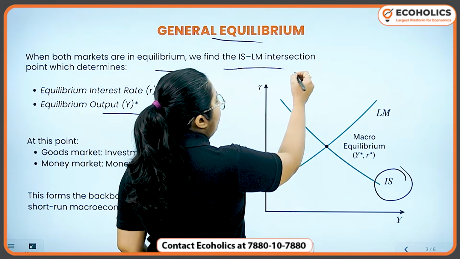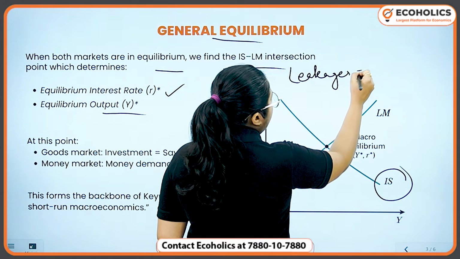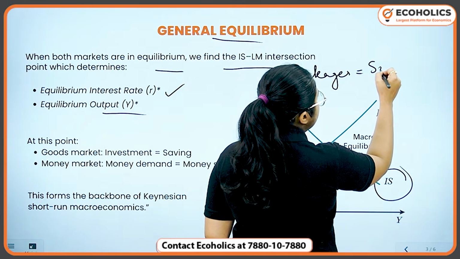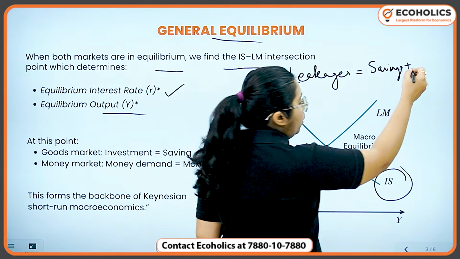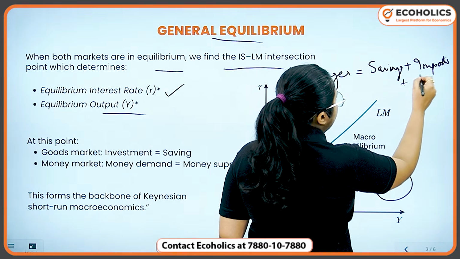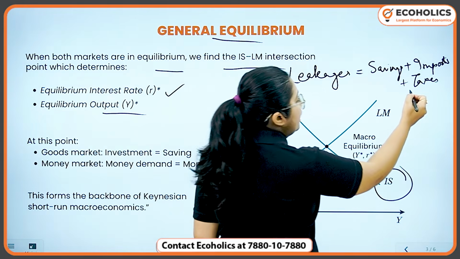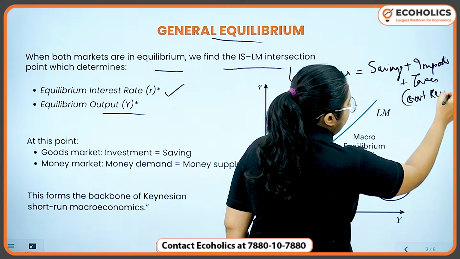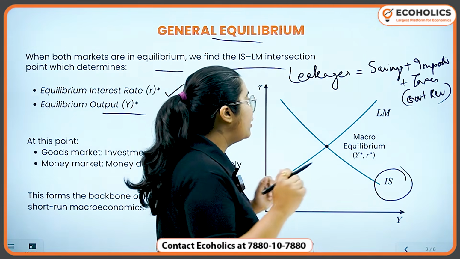Okay, so when we say leakages, what are we talking about? We are talking about savings, we are talking about imports, and we are talking about taxes, right? Taxes can also be written as government revenue, right? So that I can correlate it with the RHS part.